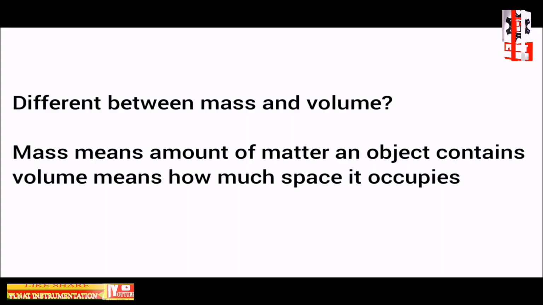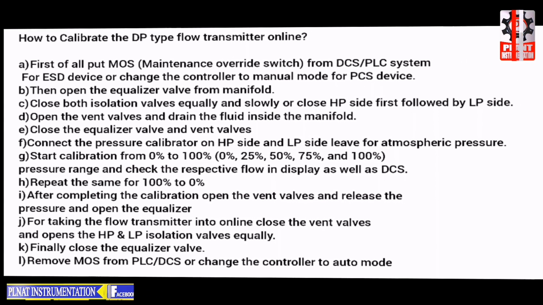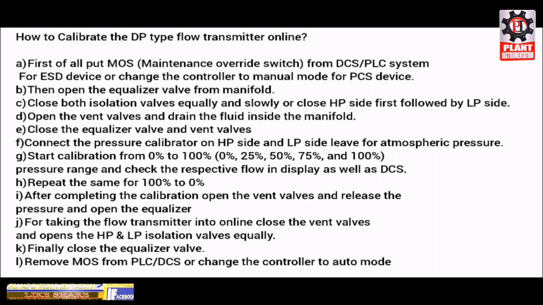Difference between mass and volume. Mass means the amount of matter an object contains. Volume means how much space it occupies. How to calibrate the DP type flow transmitter online?